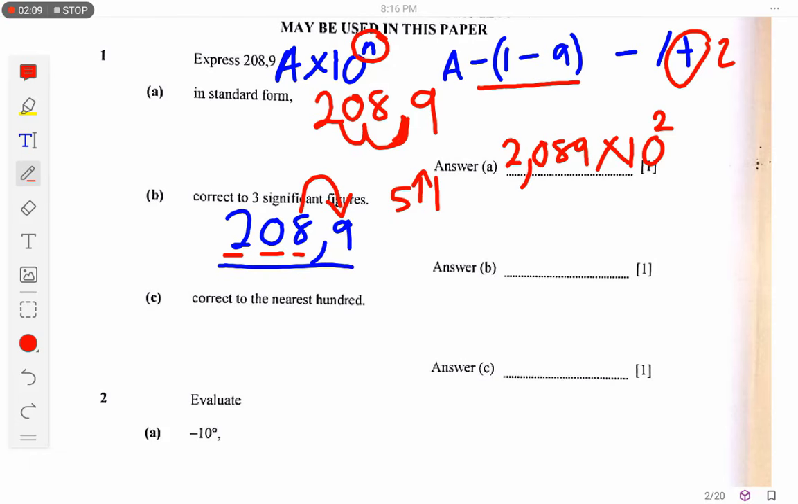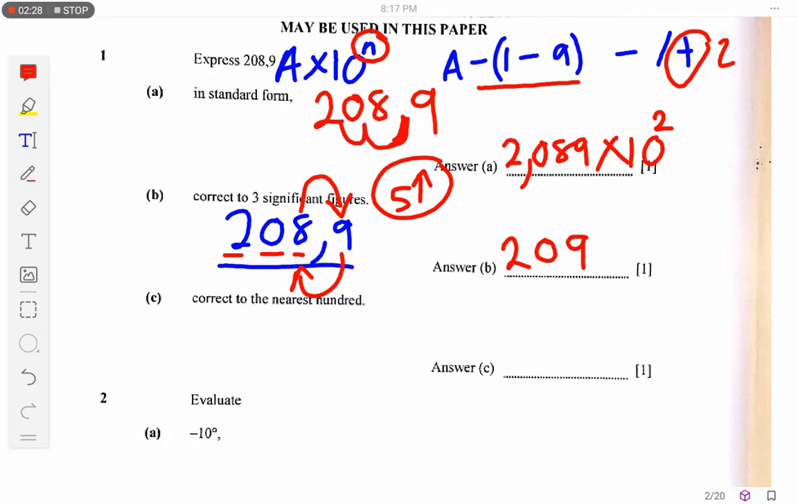So in our case, we have our 9, which is 5 or greater. So it is going to affect this 8 and it is going to change, and we'll have a 9. So our 3 significant figures are going to be 209. Okay, let's go on to the next one.